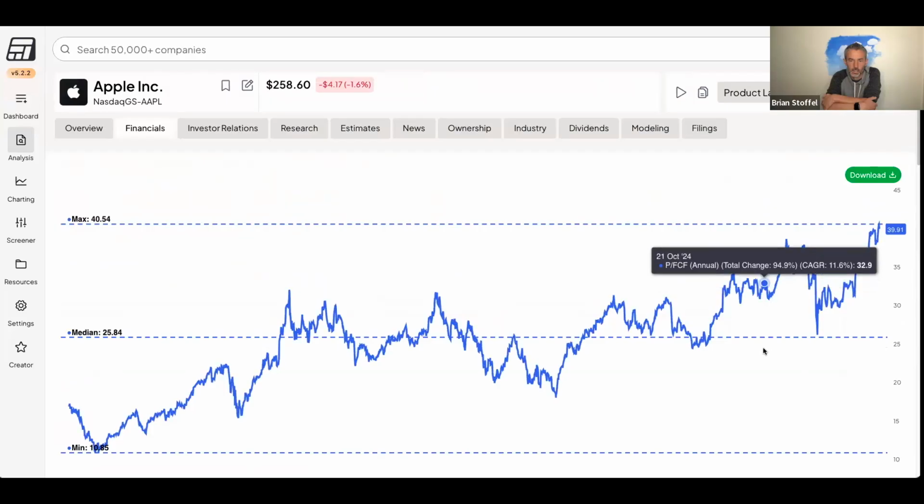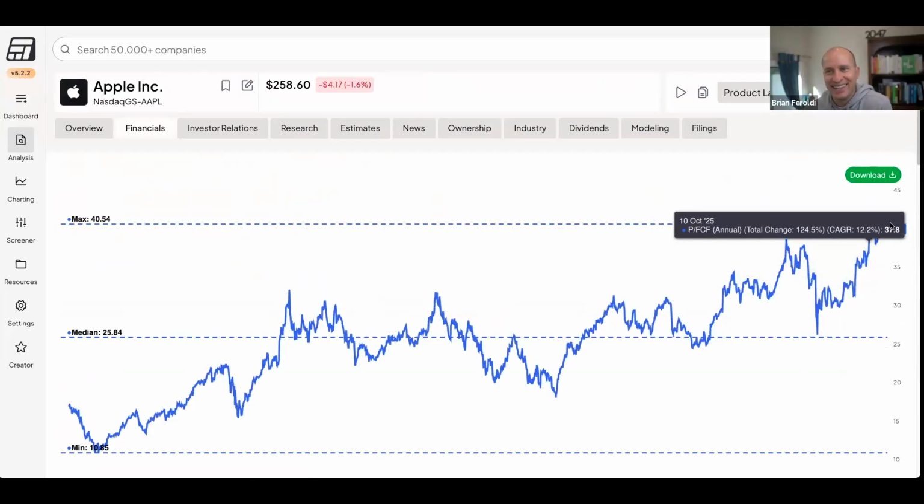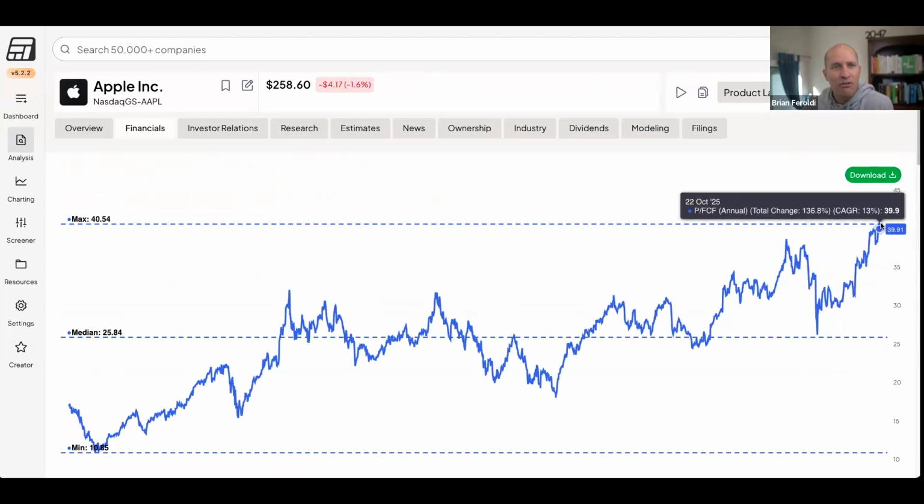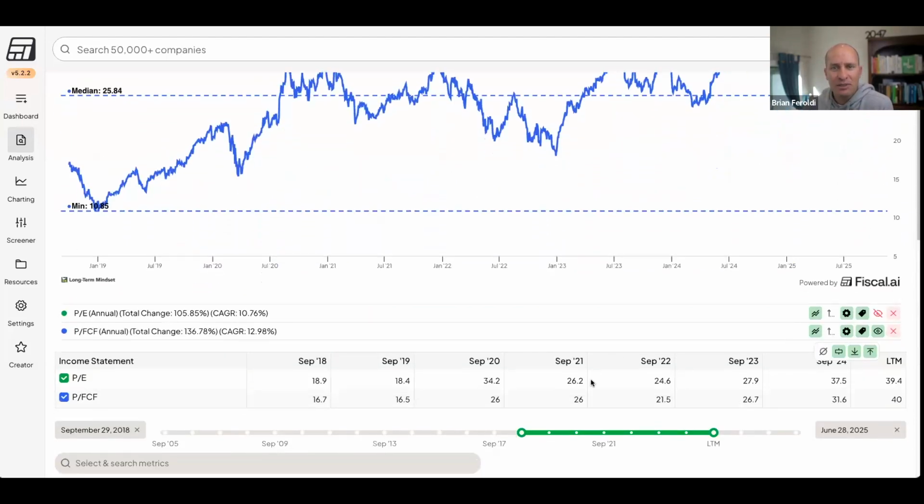Goodness. Is it currently at? It's currently at right now. It's at a 6-year high, price to free cash flow of 40 times free cash flow.